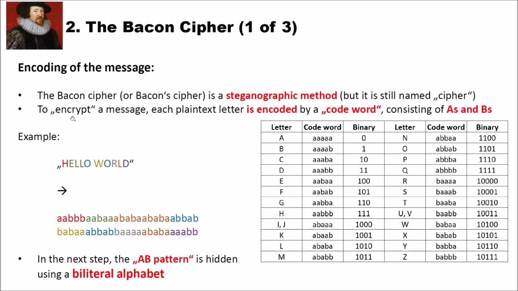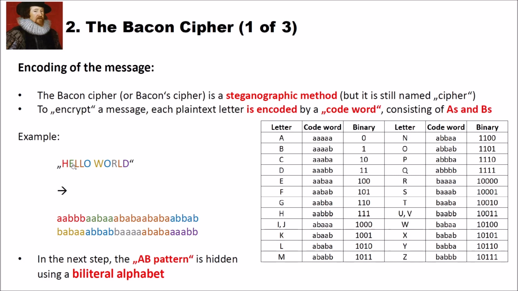And to encrypt or to hide a message, each plaintext letter is encoded by a code word consisting of A's and B's. For example, we want to encrypt or encode the hello world example here. First of all, you take the first letter here, and then you look into Bacon's table for the letter H. And then you see the code word AABBB. So you write AABBB for the first letter.